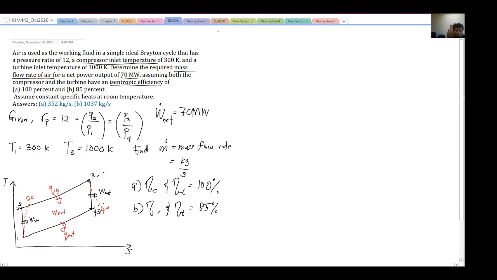Okay, so solution. We need to find all the temperatures as I mentioned before. So we start with process 1 to 2, which is known as isentropic compression. For the isentropic process, isentropic means a straight line, where S1 equals S2S. So S1 equals S2S.